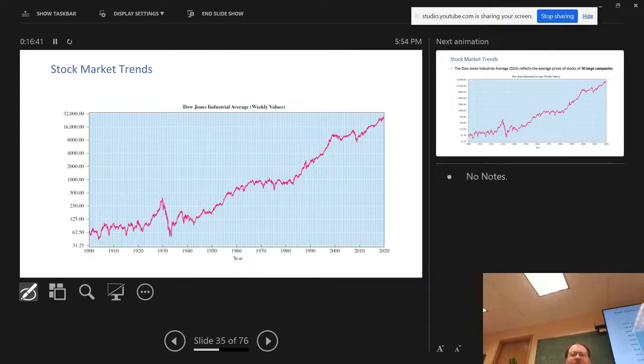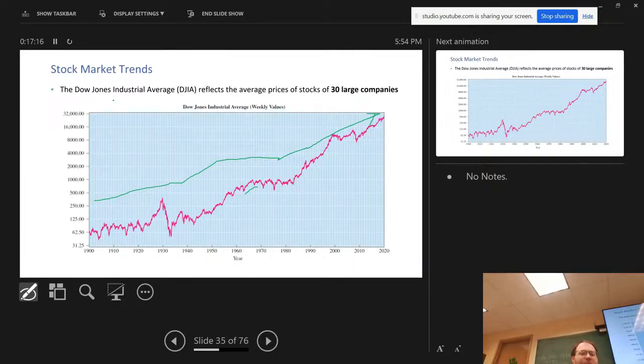Keep in mind the general trend of the stock market over time is that, yes, you have ups and downs, but generally over time it goes up. So just know that if you put money into the stock market in standard things without getting crazy for a long period of time, chances are you're going to win on the investment.